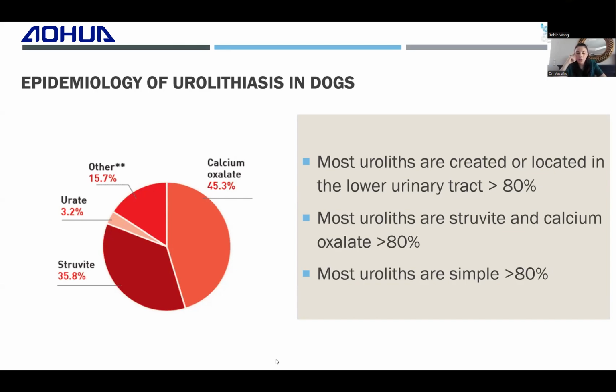And I was actually in Barcelona for ureteral stenting right now, which is a really difficult procedure. We're going to talk about more advanced procedures maybe next year. Most of the uroliths are struvite and calcium oxalate, more than 80% of them. And most uroliths are simple. So most uroliths: lower urinary tract, struvite or calcium oxalate, and simple uroliths, not mixed types, okay?